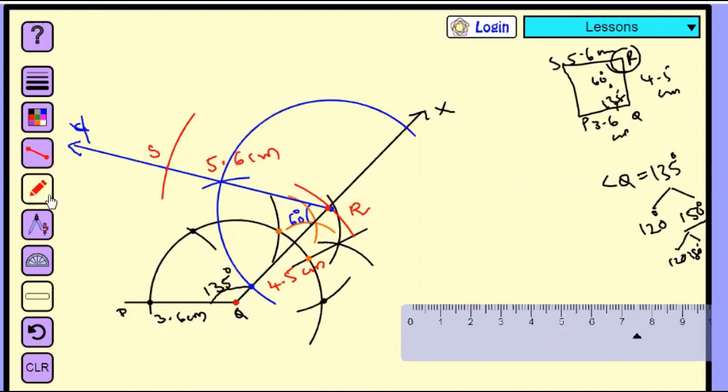Now take the ruler and join PS to get a complete quadrilateral PQRS. Now take the ruler and join P and S simply with the help of the ruler. Now here it is, the required quadrilateral PQRS.